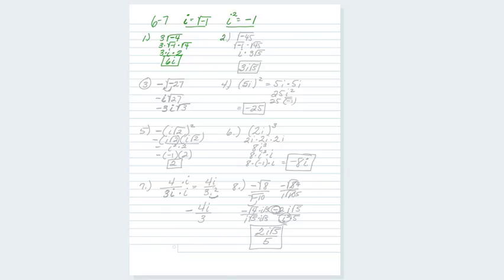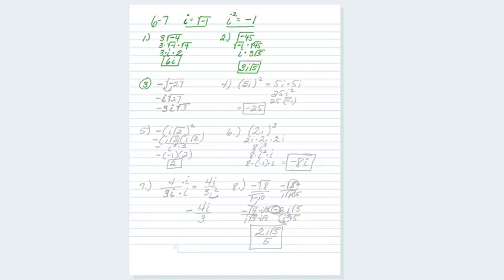Example number 2, simplifying the square root of negative 45. Again, this is the same as the square root of negative 1 times the square root of 45. Anytime we have a negative under the radical, the square root of negative 1, that's going to be i. The square root of 45 simplifies down to 3 square roots of 5. So our answer is 3i square roots of 5.